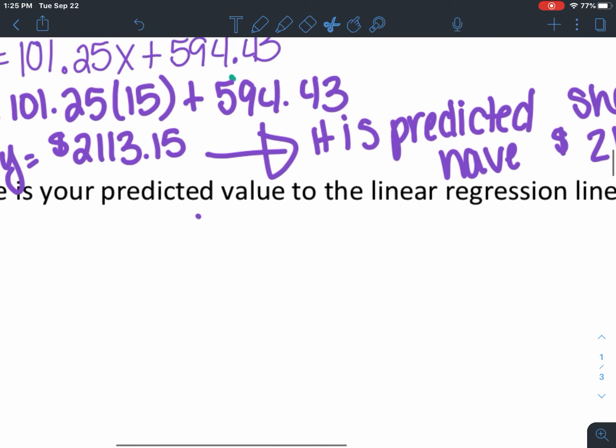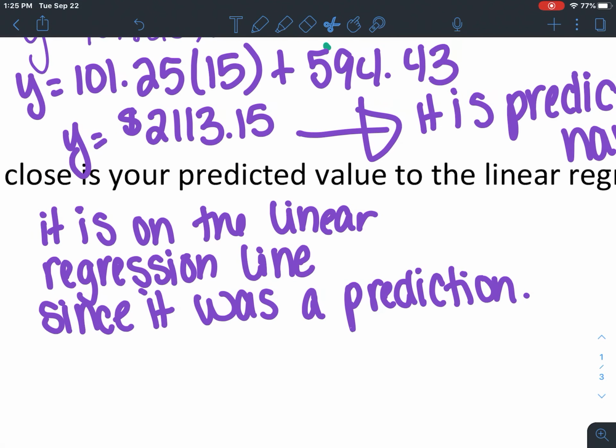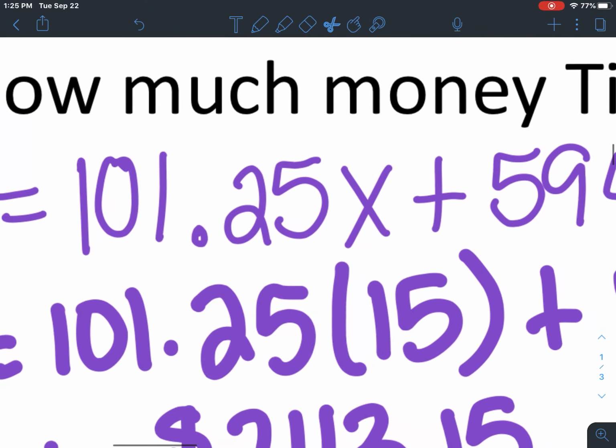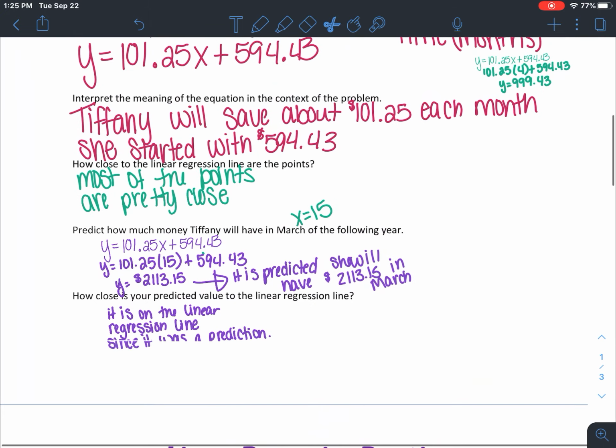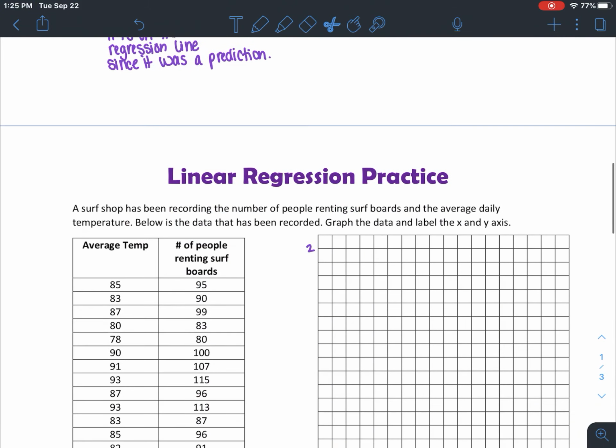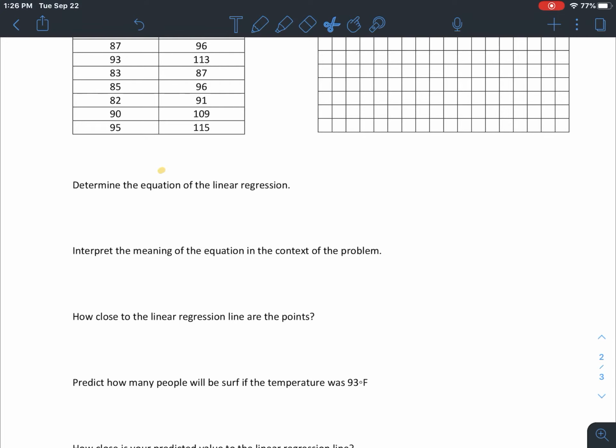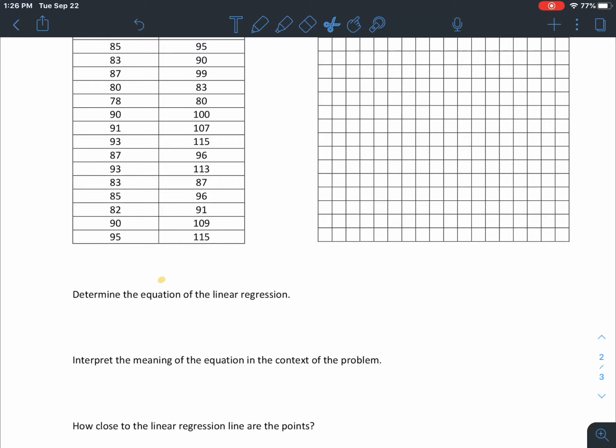So, hang on with me here. Our prediction is going to be on the linear regression line. Since I used it to make my prediction, I used the green line. Instead of looking at the green line visually, I used the actual equation of the green line to make this prediction. So it is going to be on my prediction line. Okay, hopefully that made sense to you. Go ahead and try this second problem. The answers will be on the answer key for you so that you can double check your work when you are finished.